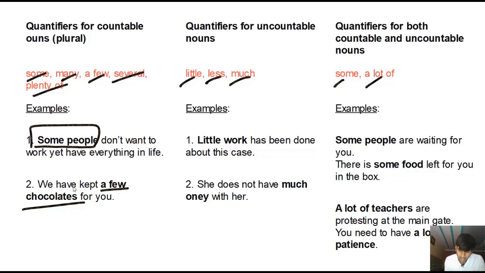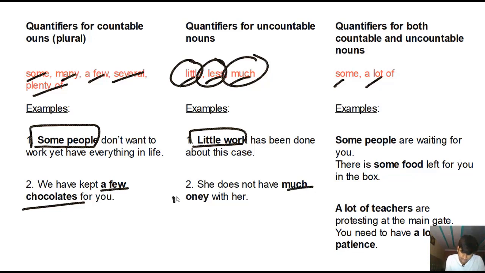Okay. Quantifiers for uncountable nouns: little, less, much. These are only used with uncountable nouns. Little work has been done about this case. Little work. You cannot count work. She does not have much money with her. Money, you cannot count it. You can count coins, you can count notes, but you cannot count money. Okay. Much money. Much love. I have much love for you. Much love. You cannot count love.